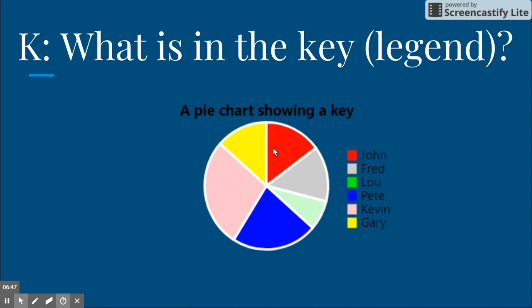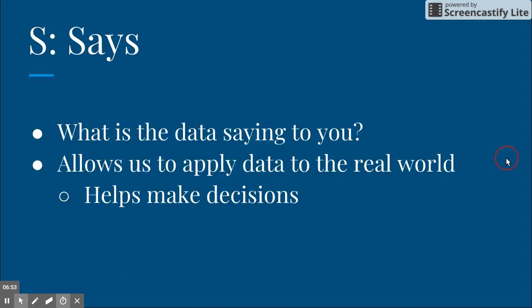And so once we get an understanding of what our data is kind of trying to say to us, we can start to make decisions about that data. So what is the data saying to you at that point? Once you have an understanding of the names and the variables, you can start to make actual decisions and apply that data to your life. And so let's look at some examples.